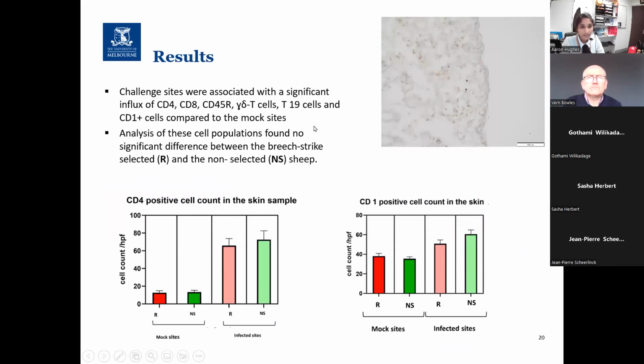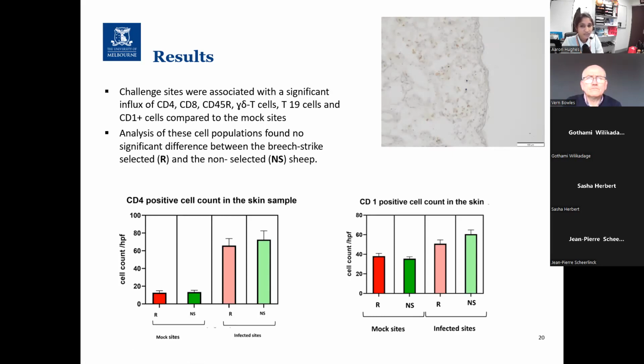When we analyze the immune cell populations of infected and control sites of the resistant and unselected group, we saw that there is a significant influx of CD4 and CD8 positive cells, as well as CD45R, gamma delta T19 and CD1 positive cells in the infected sites compared to the mock sites.